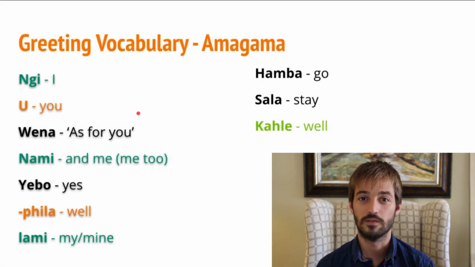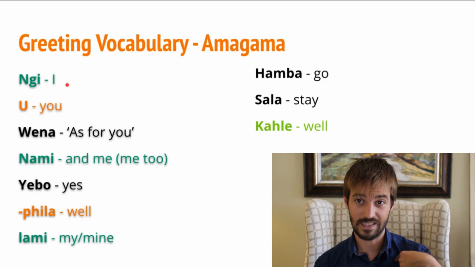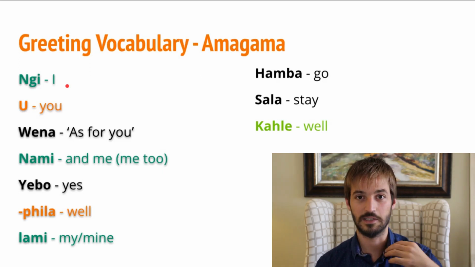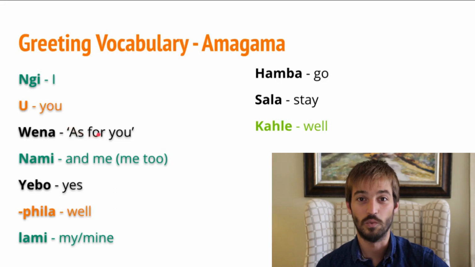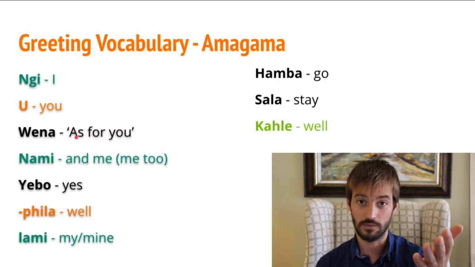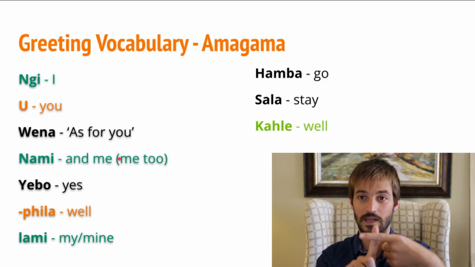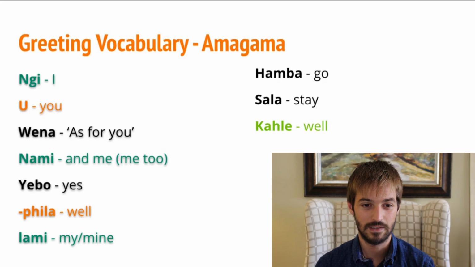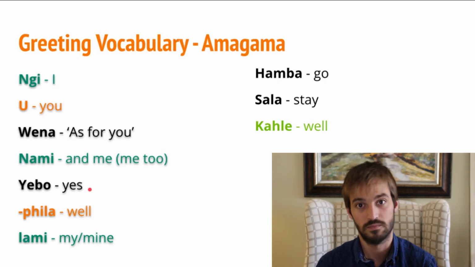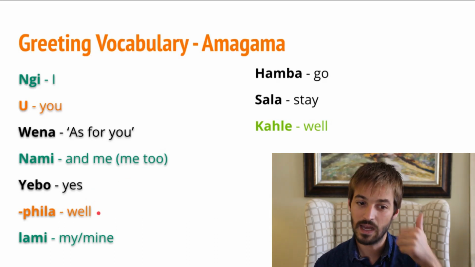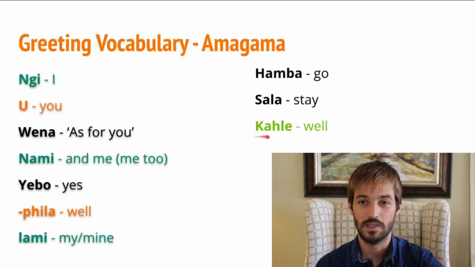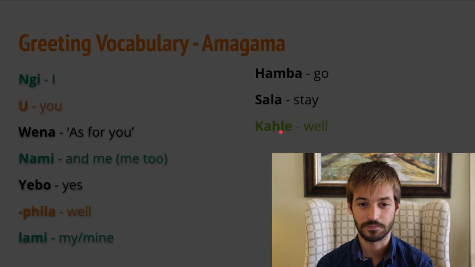Cool, so some quick vocabulary. Ngi is I. U, you. Sorry that I hit you. Wena, pronoun as for you. Nami, and me. Yebo, yes. Pila, lami, mine, hamba, sala, kahle. Cool. So we'll see more of those as we go.